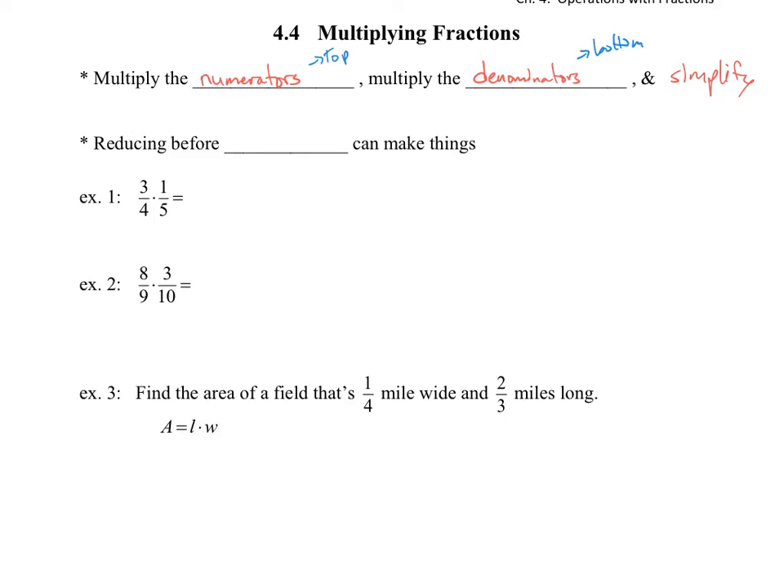This next thing is not necessary, but it can make things a little easier. Reducing before multiplying can make things easier. And when I show you that, if that's confusing to you, don't do it. Just simplify at the end, okay?